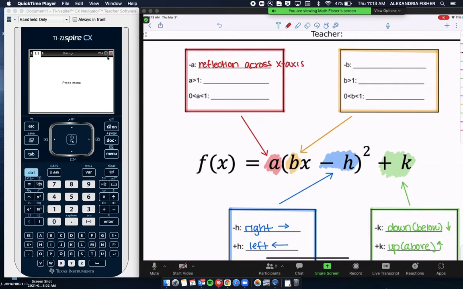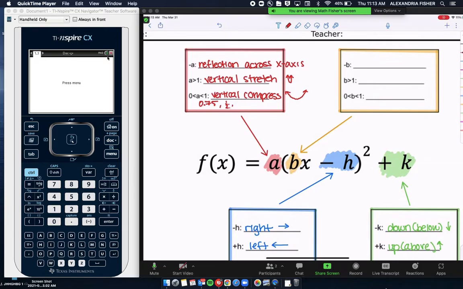And then when a is greater than 1, it's a vertical stretch, which will make the graph look real skinny, okay? And then if a is a decimal, like 0.75 or 1/2, anything in between 0 and 1, it's going to be a vertical compress, which is going to make the graph wider, okay?